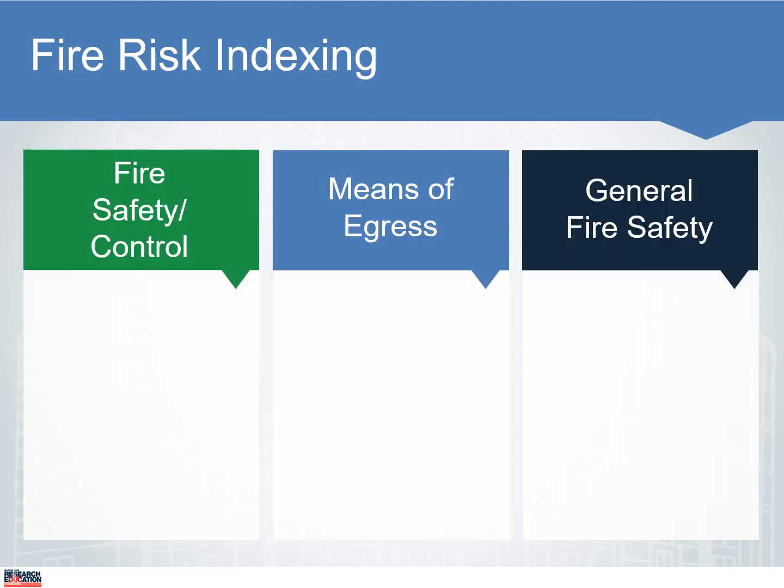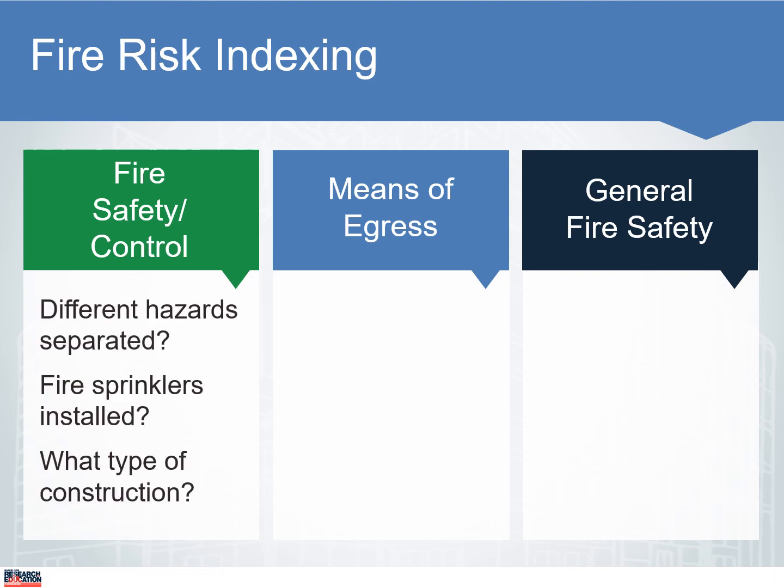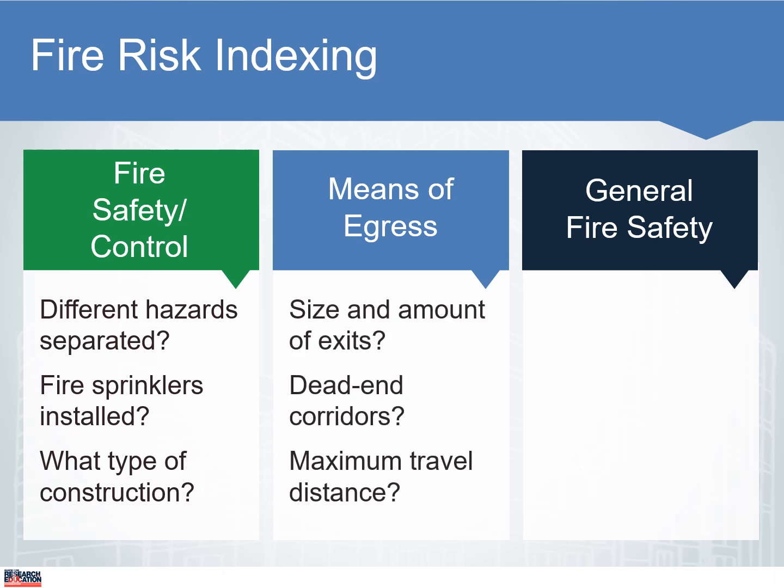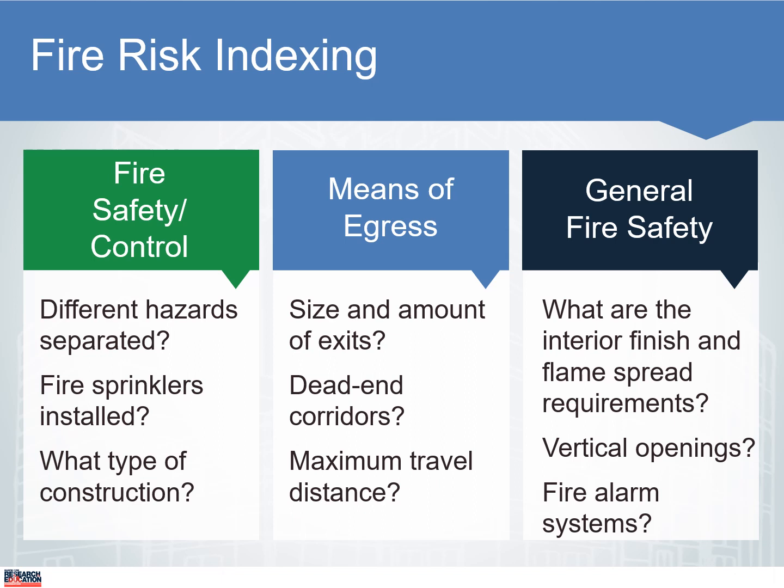Fire risk indexing evaluates safeguards in three categories: fire safety, means of egress, and general safety. When assessing fire safety features, we check to see if different hazards are separated, if fire sprinklers are installed, or examine the type of construction. Means of egress evaluations include exits in terms of amount and size. In addition, it may ask if any dead-end corridors are provided or identify the maximum travel distance. In the last and most broad category, general fire safety, we review items such as interior finish and flame spread requirements, vertical openings, and their fire protection, and fire alarm systems.